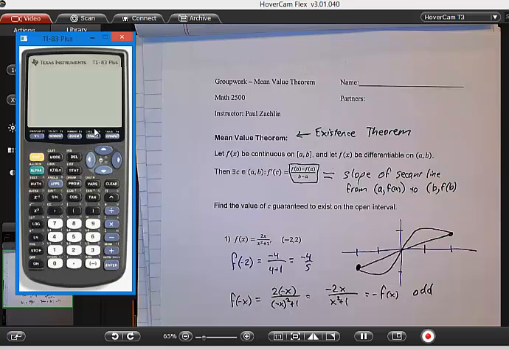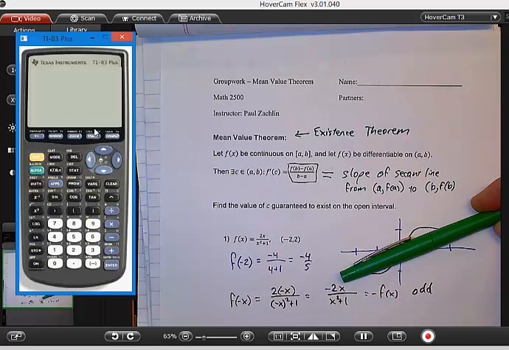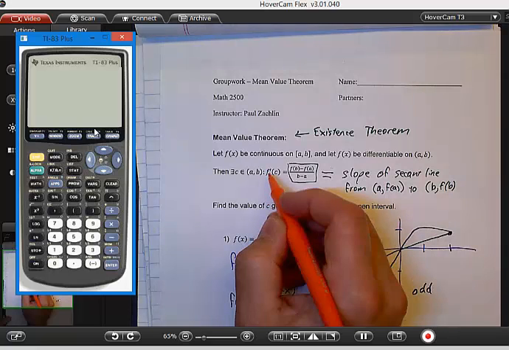Well, my green doesn't show up very well on the screen. That's too bad I picked green. That's supposed to look different than that, but it really doesn't to you guys.